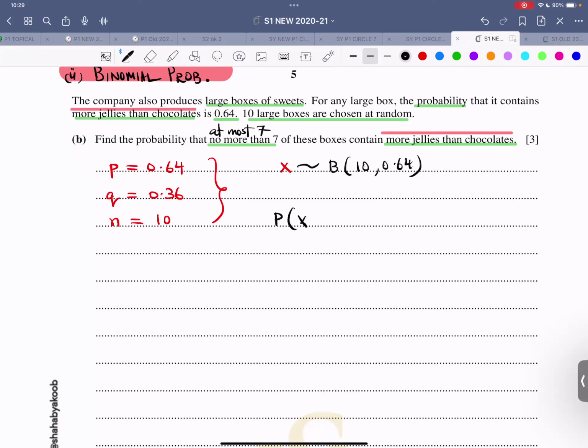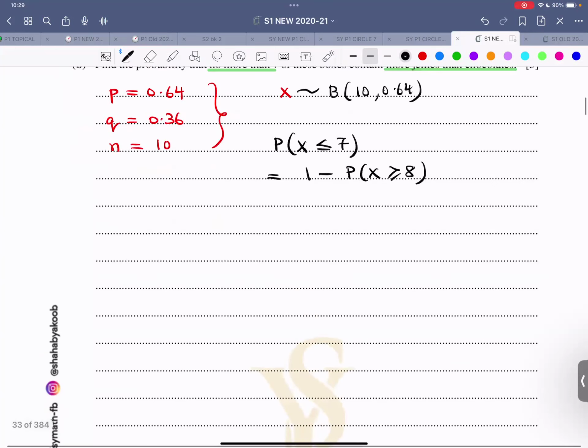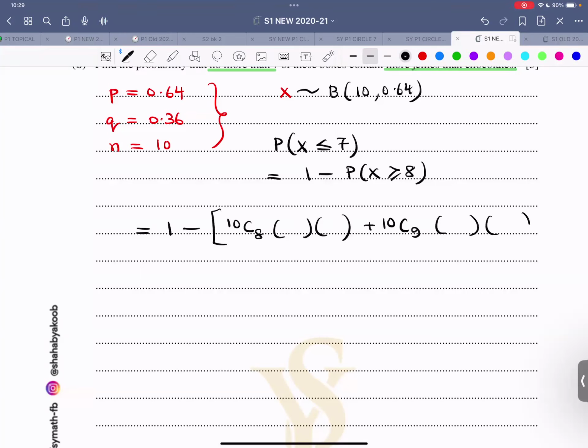Which is too much to calculate, so it is 1 minus probability X is greater than or equal to 8, which is 1 minus big bracket 10C8, 2 brackets over here, 10C9, 2 brackets over here, 10C10, 2 brackets over here. What goes inside the bracket? Probability of success raised to power of 8, raised to power of 9, raised to power of 10.